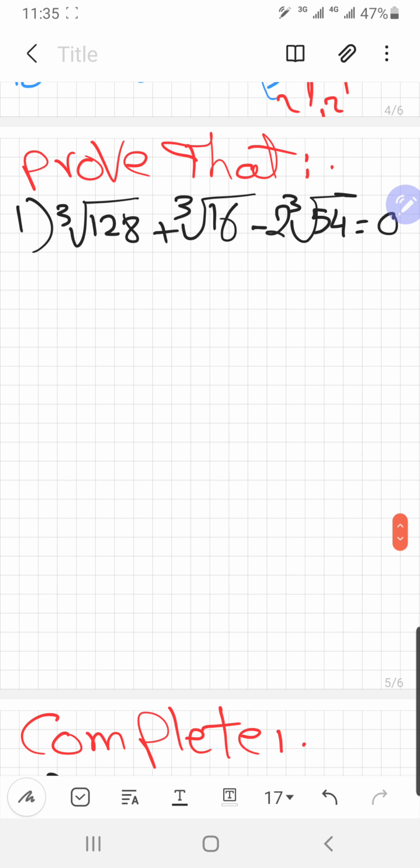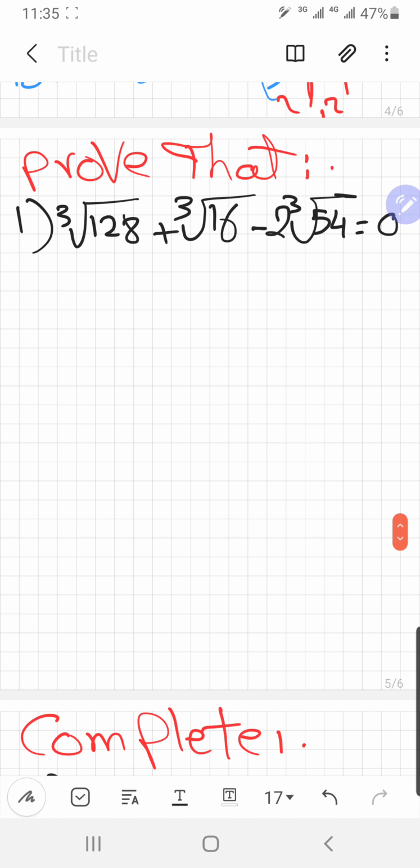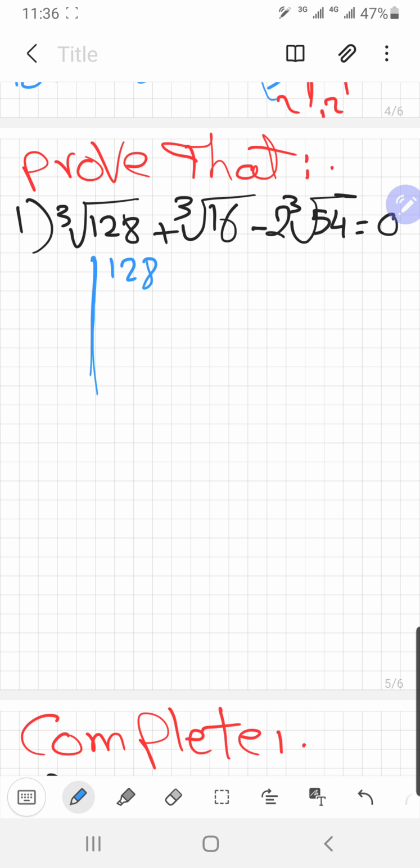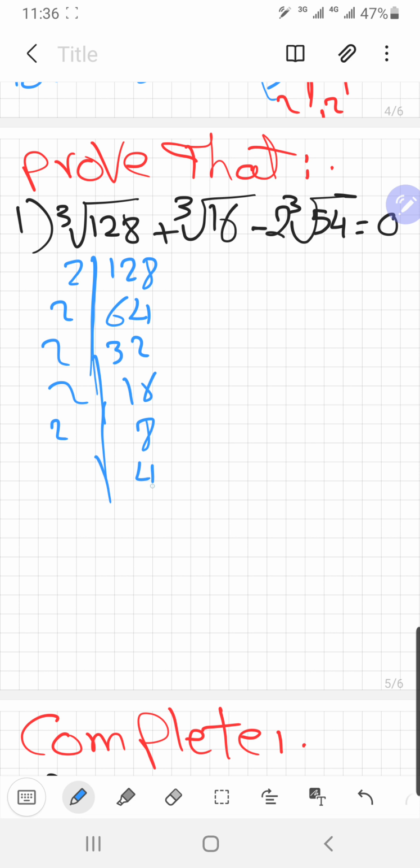Now let's take another example. Prove that you have cubic root 128 plus cubic root 16 minus 2 cubic root 54. First of all, I must factorize each one. So 128 divided by 2 equals 64. 64 divided by 2 is 32. 32 divided by 2 equals 16. 16 divided by 2 equals 8. 8 divided by 2, here you have 4, 2, 2, and then 1.